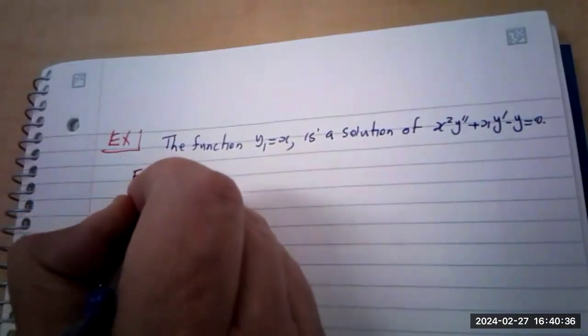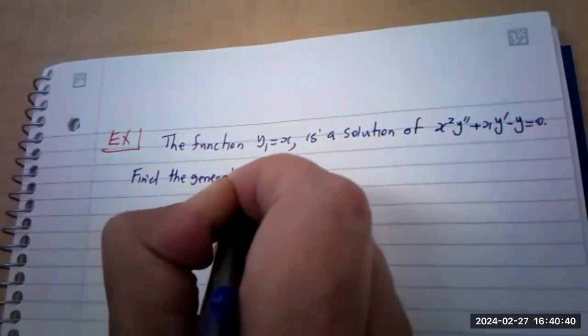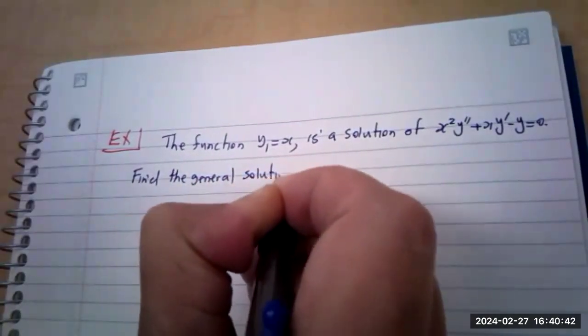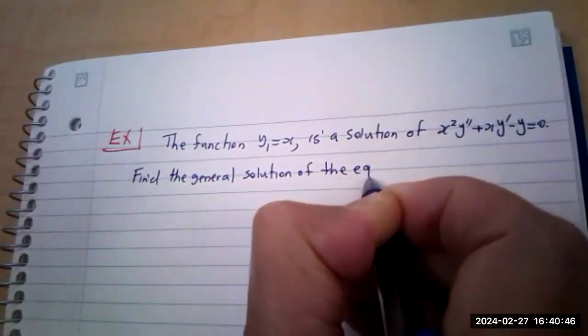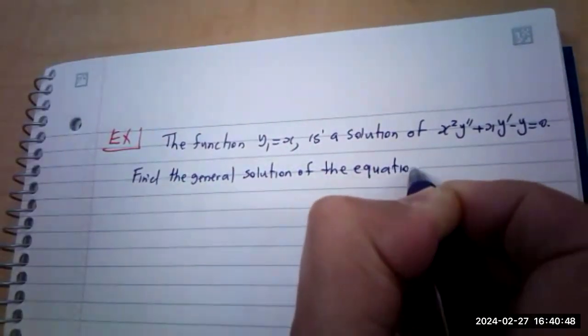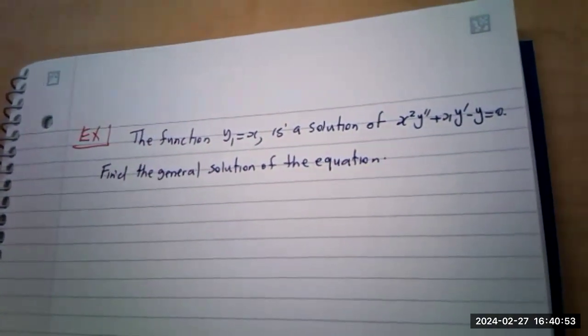Find the general solution of the equation. You know that this is a homogeneous equation. If you have 2 solutions, y1 and y2, a linear combination is your result. So y1 is given to you, so you must know that you have to use the reduction of order method in order to find y2.